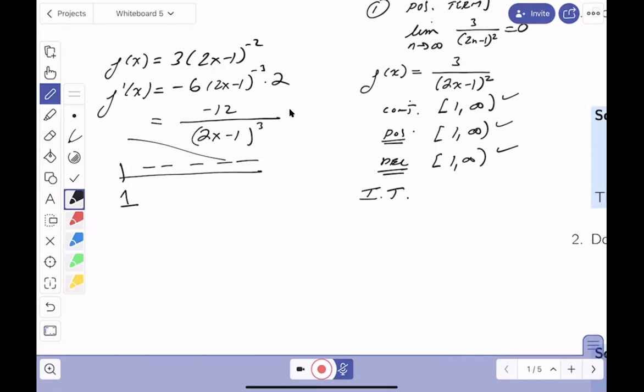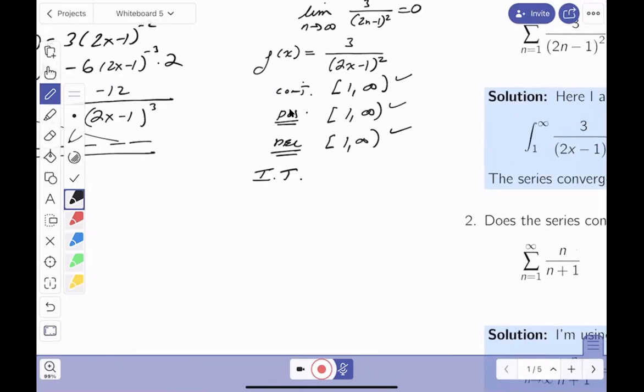And how do I do that? Well, I know it's continuous, positive, decreasing. And I'll look at this over here. I'm going to go from 1 to infinity, 3 over (2x minus 1) squared dx.